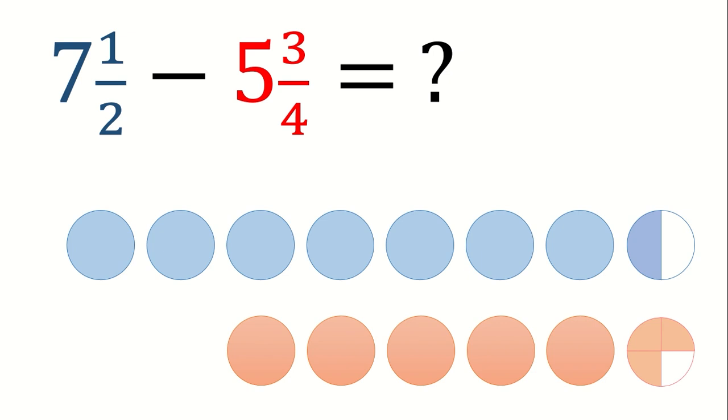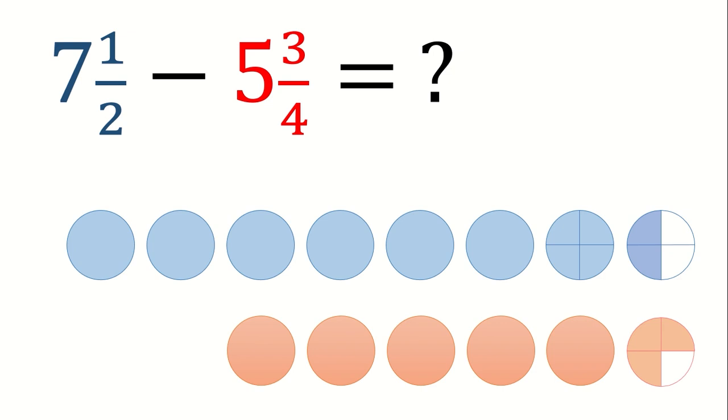But the problem is 1/2 is less than 3/4. So what can I do here? Here we can borrow a unit of circle from the whole circles on the left side. So we borrow one whole circle on the left side and divide it into 4 parts. So here we can calculate the fractional part of the above number to subtract it from the below number.